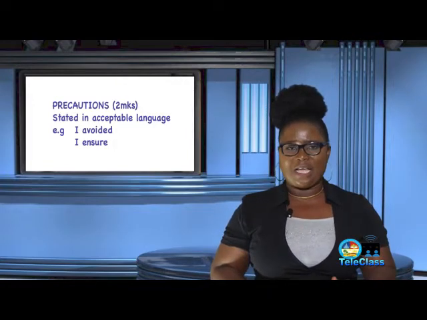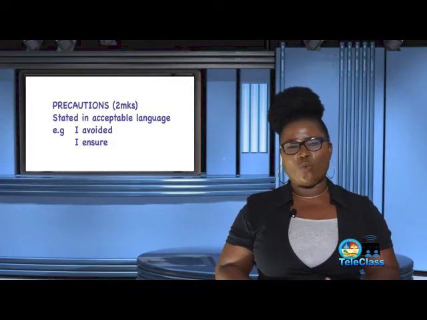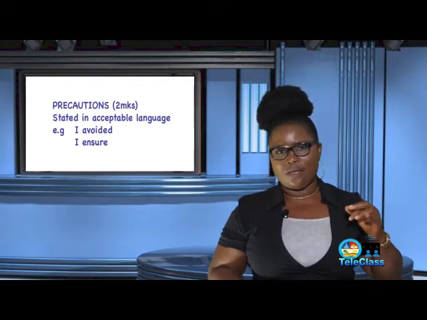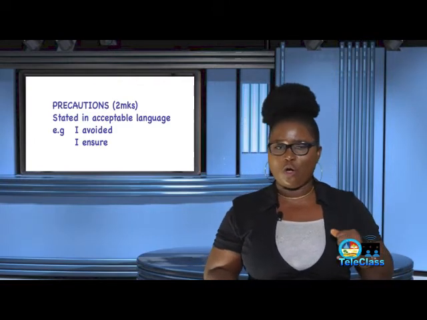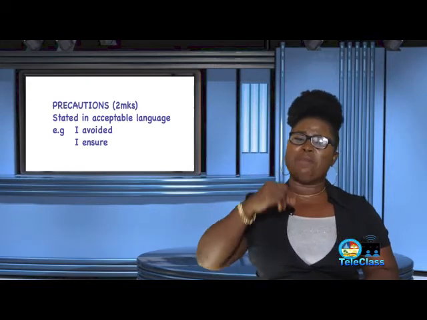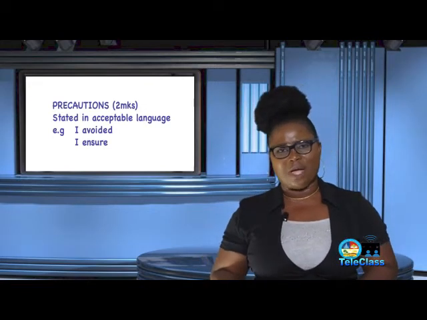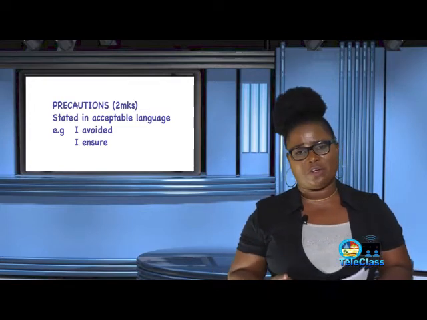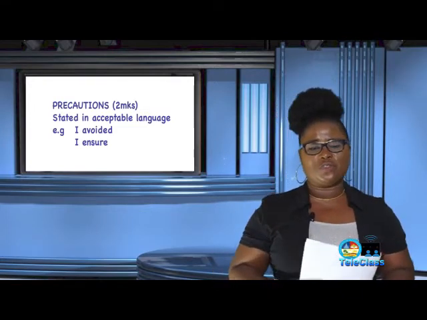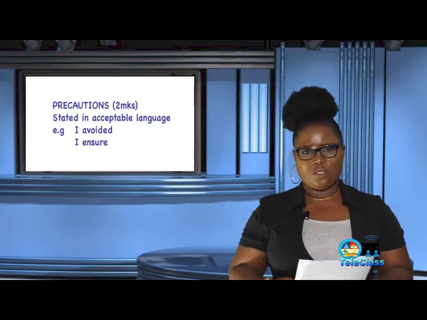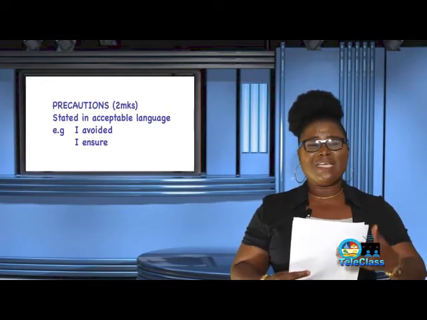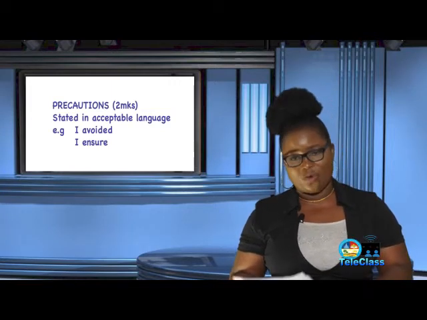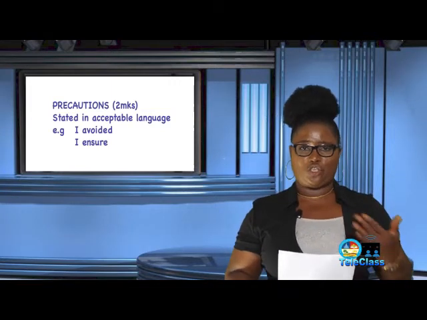So you will state it as, I avoided parallax error when reading the meter rule or when reading the stopwatch or clock. So the instrument must be mentioned for you to get that mark correctly. Of course, in every practical, they will ask you to state 2 precautions. And those 2 precautions give you a total of 2 marks. So you state the precaution in the acceptable language.